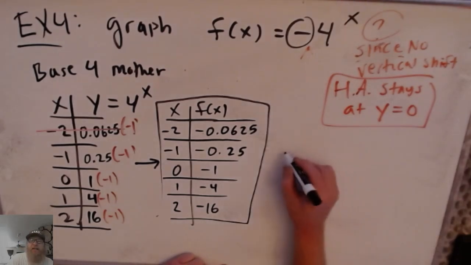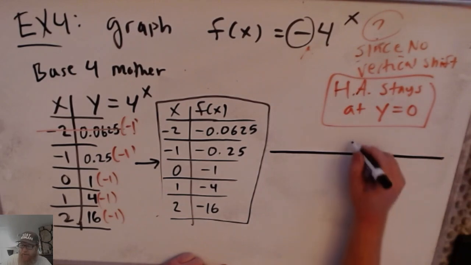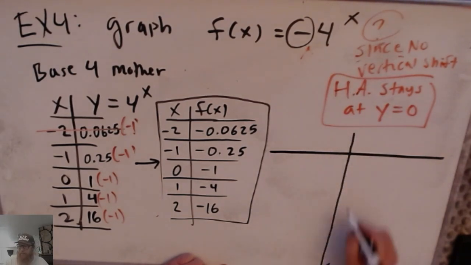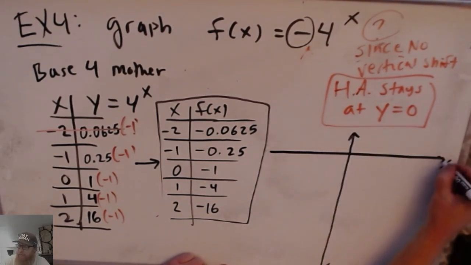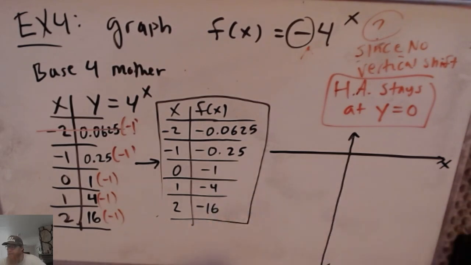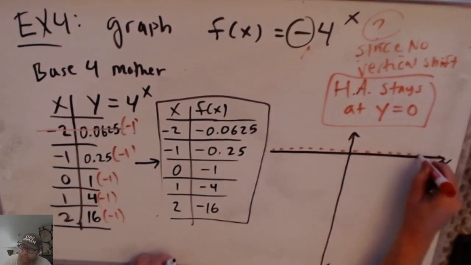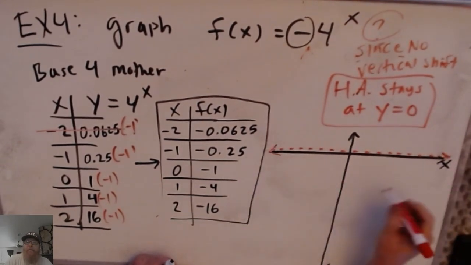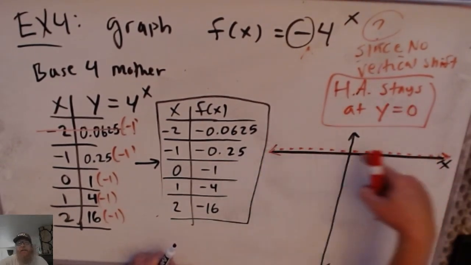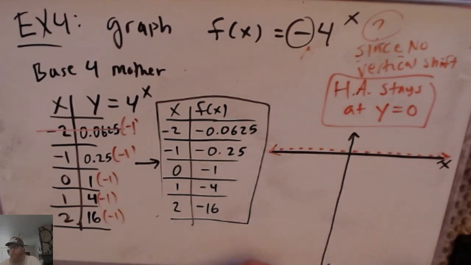So this graph is kind of strange looking. The entire graph looks like it's underwater or underground. The whole graph is going to live below the x-axis. All right, so you got your asymptote right at the x-axis, and all the points are going to be below.